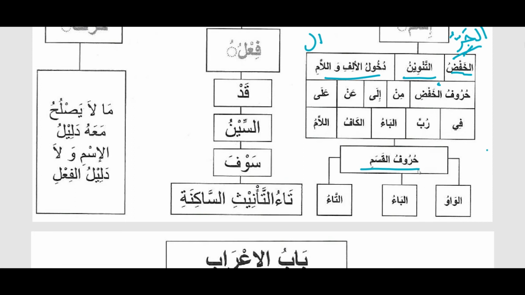Now I want to touch on this part where the author has mentioned huruful qasam. Huruful qasam means huruf that is to swear or take an oath. That means if you want to swear by something, you have to use these huruf, from waw till ta. So we have here al-waw, al-ba, al-ta.